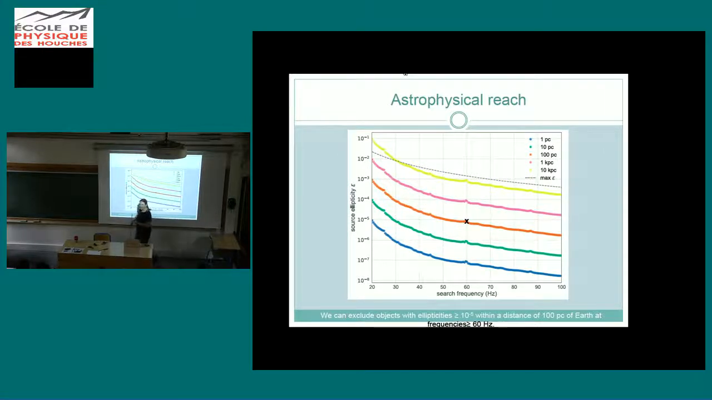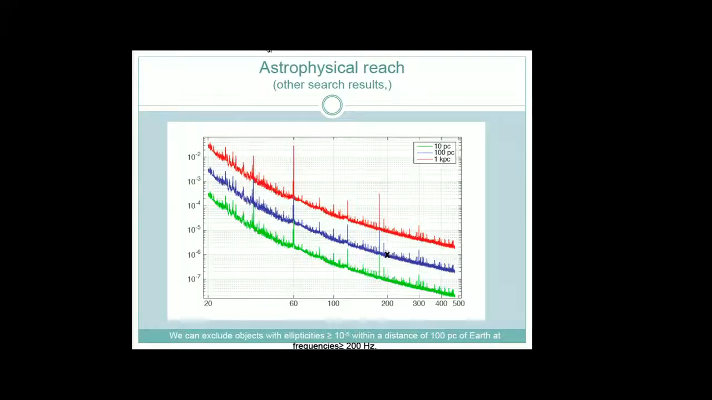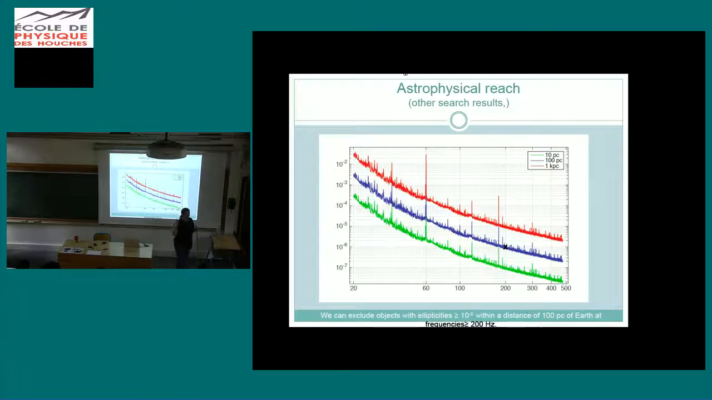Okay, so this is now the type of statement that you're making. You're making a statement about the population of objects out there. And I want to show you results from another search. This is a broad, fast turnaround search, because these scope higher frequency ranges, and so they scope ellipticity values that are a lot lower. And now here, you can exclude objects with ellipticities higher than 10 to minus 6 out to 100 parsecs with frequency higher than 200 hertz.